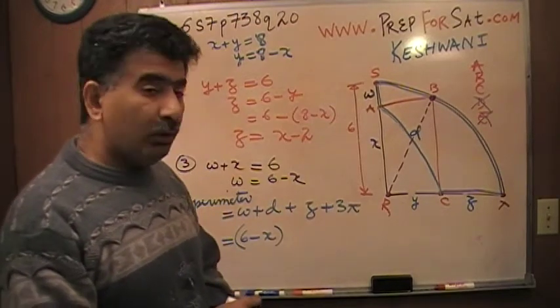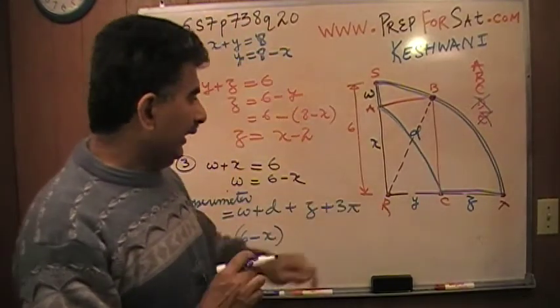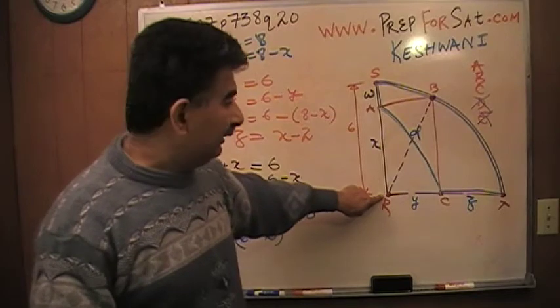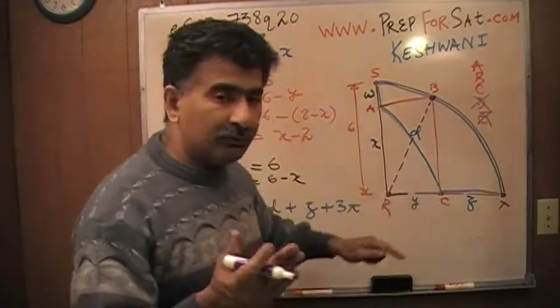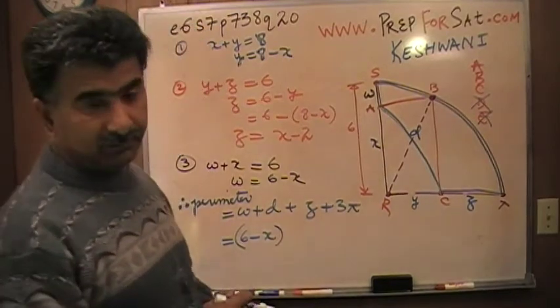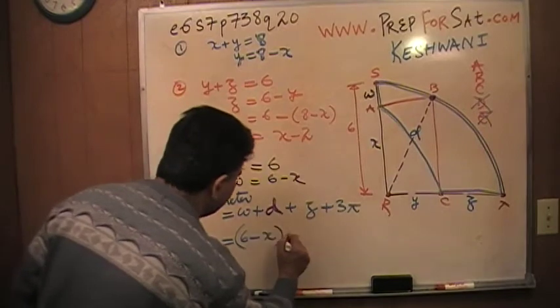But B to R is also the diagonal of A, B, C, R. And if B to R is the radius, which is 6, it stands to reason that A to C must also be 6, because they are both diagonals of the same rectangle. So D here, which is right here, D is 6.